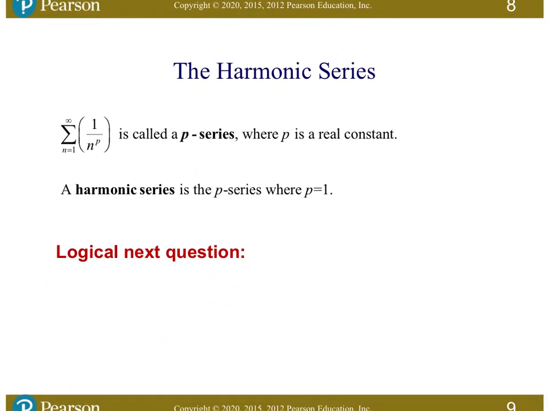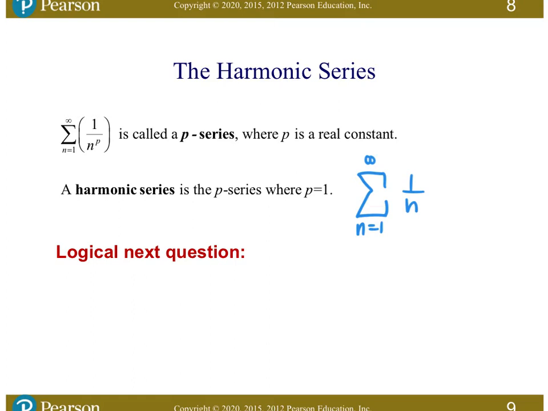When you have a power that is equal to 1 in a series form, it has a special name. It is called the harmonic series. It is written this way: n equals 1 to infinity of 1 over n. You need to be on the lookout for that. That is going to show up more often than not. The name of this series is the harmonic series.